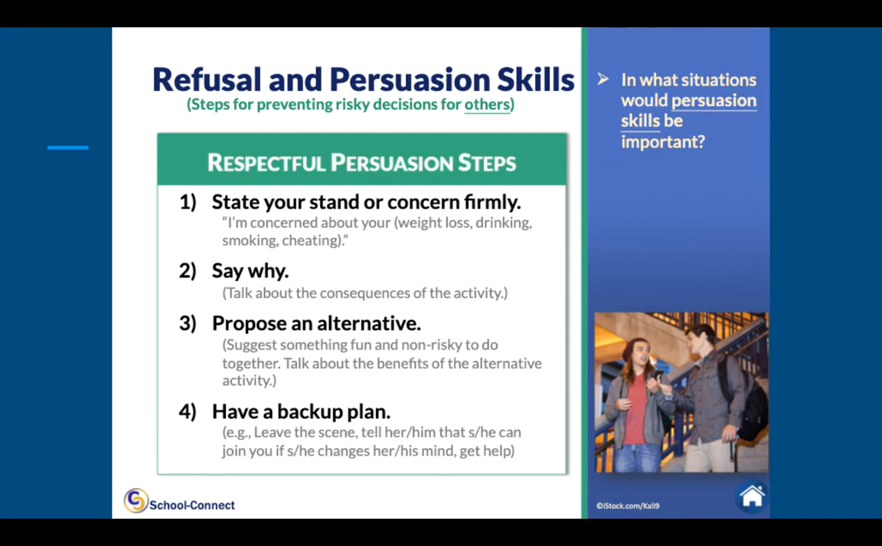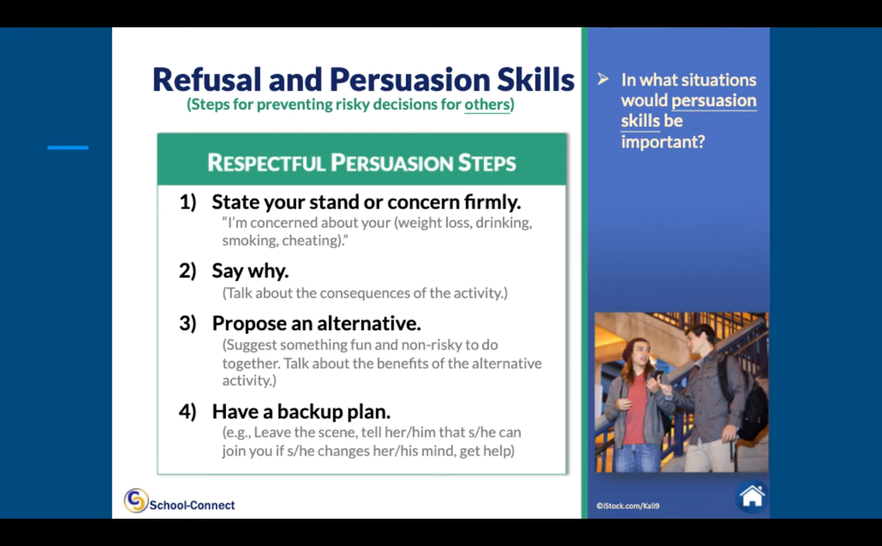Here's some steps to that. Number 1, again, state your stand or concern firmly. Number 2, say why you're concerned about that person, or why do you think that's a bad idea? Number 3, propose an alternative again.